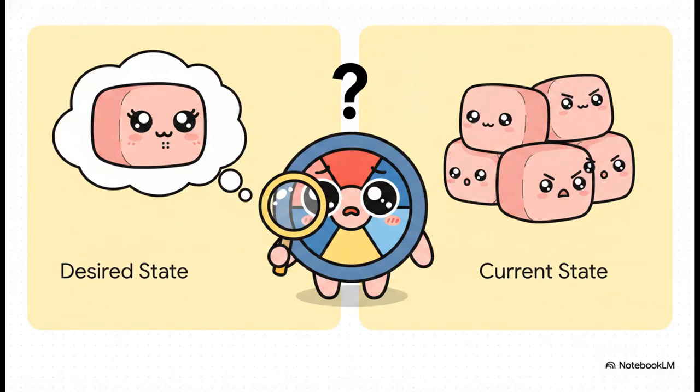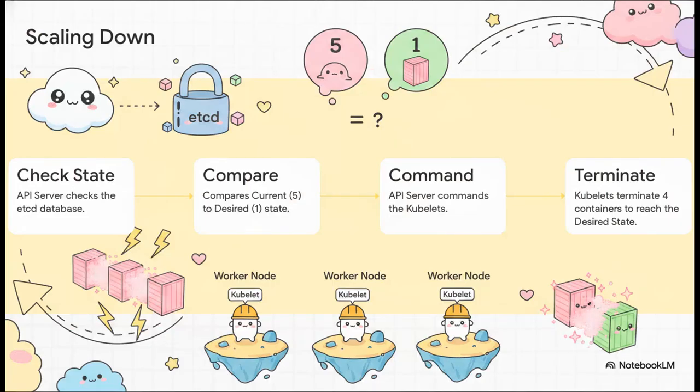Okay, so the traffic spike is over. Now you tell the API server you only want 1 pod running so you can save some money. This brings us to the absolute core philosophy of Kubernetes: desired state versus current state. Kubernetes is a system that is constantly, obsessively, trying to match the system's current reality to the desired reality requested by the user. So what actually happens behind the scenes during this scale down?